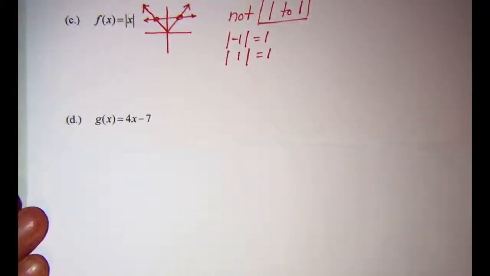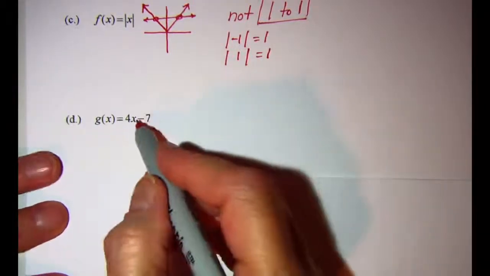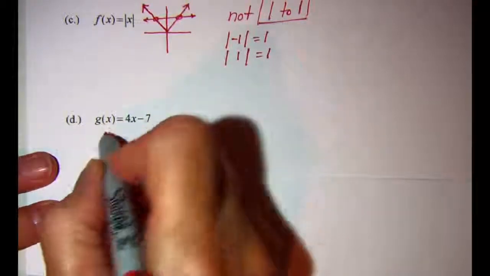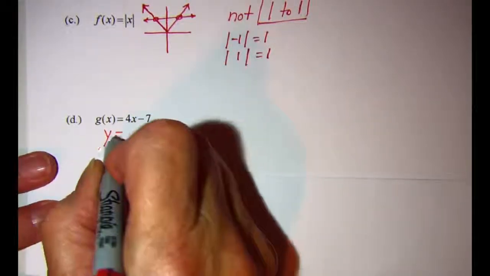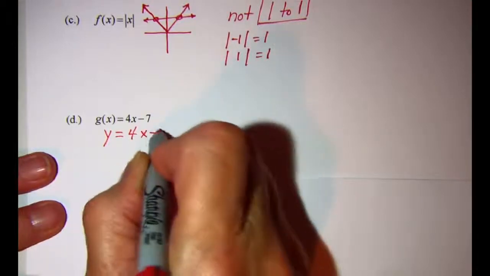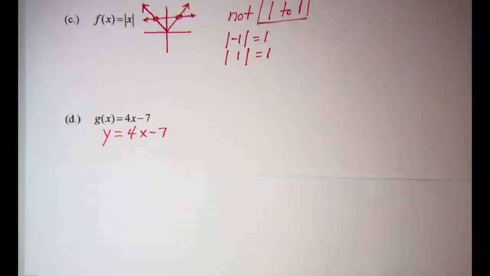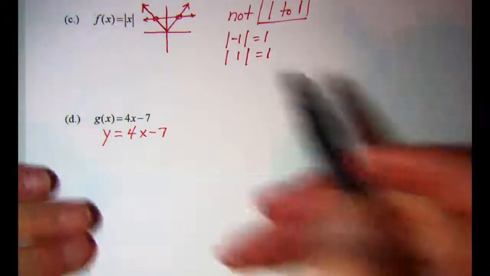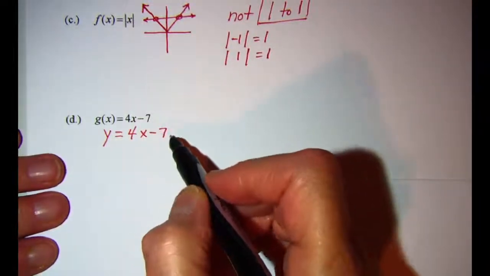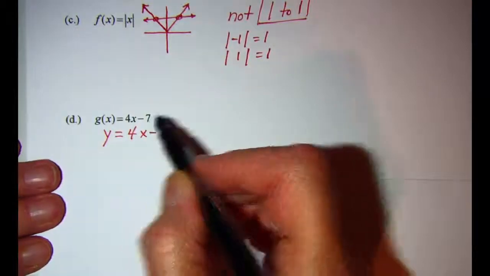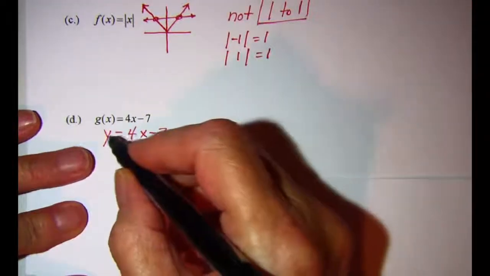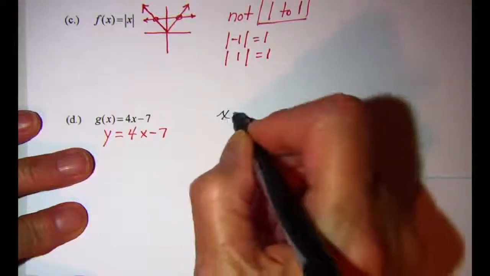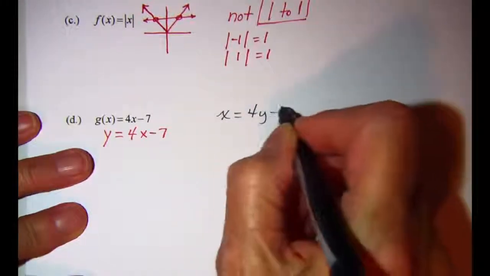Right, our next example. When it's shown as an equation, let's go ahead and write this as y equals 4x minus 7, because what I want to do is interchange x and y. I know that this is a one-to-one function because the graph of it is a line. So if I interchange x and y, I'll have x equals 4y minus 7.